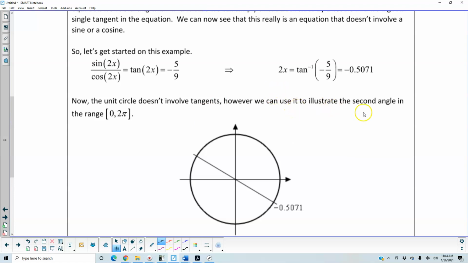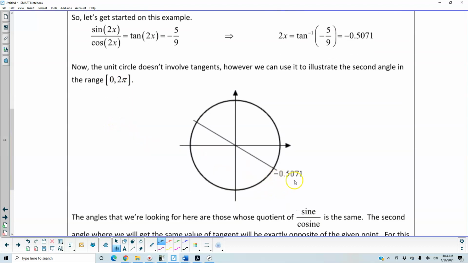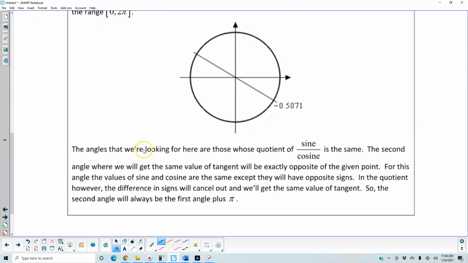However, we can use it to illustrate the second angle in the range between 0 and 2 pi. So we have negative 0.5071. Now the angles that we're looking for here are those whose quotient of sine over cosine is the same. The second angle where we will get the same value of tangent will be exactly opposite of the given point. For this angle, the values of sine and cosine are the same, except they will have the opposite signs. In the quotient, however, the difference in signs will cancel out and we'll get the same value of tangent. So the second angle will always be the first angle plus pi.